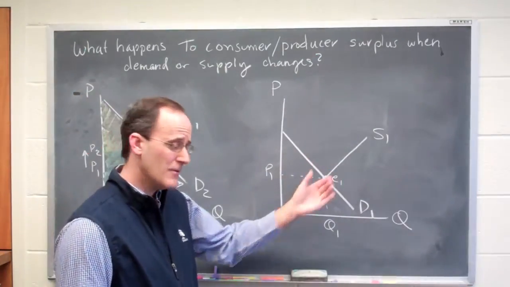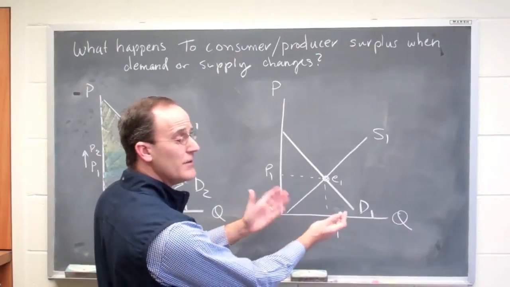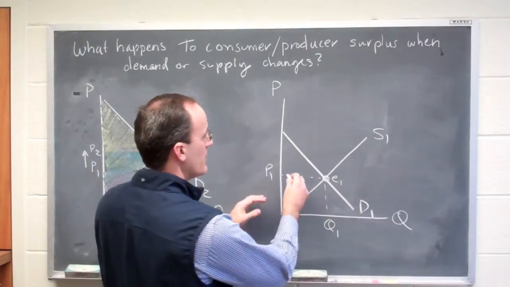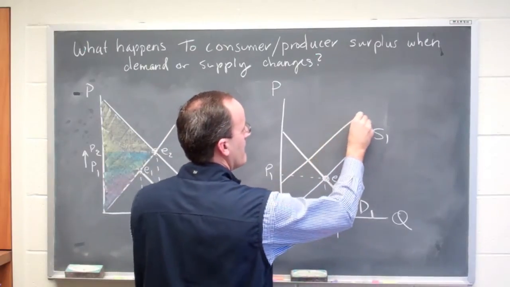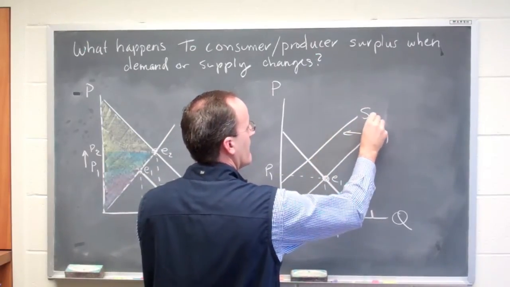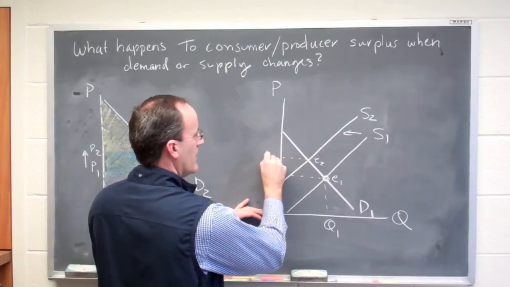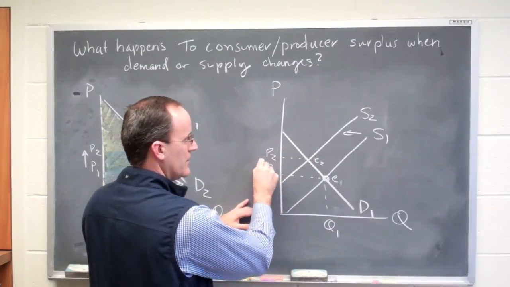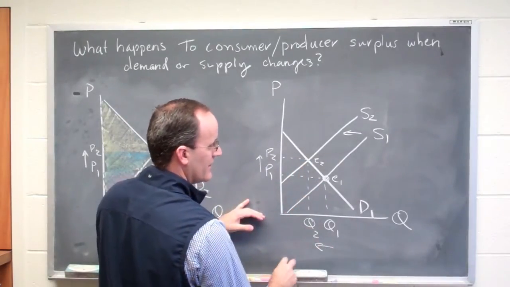Now let's switch gears and think about what happens with the supply curve if it shifts, but this time we're going to shift the supply curve in. So we'll go ahead and do that. It's going to generate a new equilibrium here, E2, at a higher price, P2, but at a lower output, Q2.